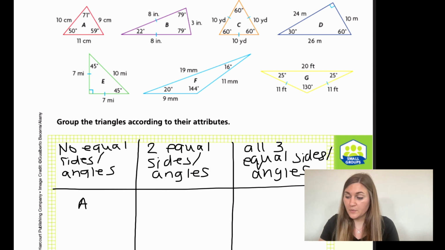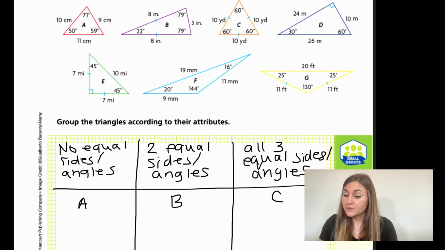Now let's go over to the purple one. We have, for the sides, 8 inches, 8 inches, and 3 inches. So we have 2 matching. Then for the angles, we have a 22 and then a 79 and a 79, and again, 2 angles that match. So 2 equal sides and angles, so we're going to put B in that second column. Then in C, if you look at the sides, it has 10, 10, and 10, and then the angles are 60, 60, and 60. So all 3 of them match, so we would put C in the last column.